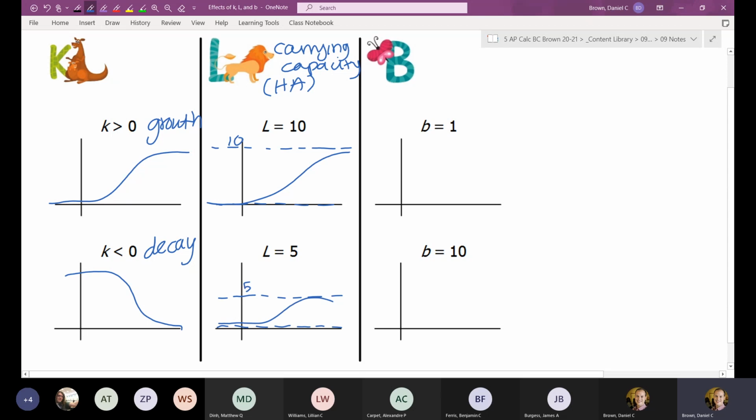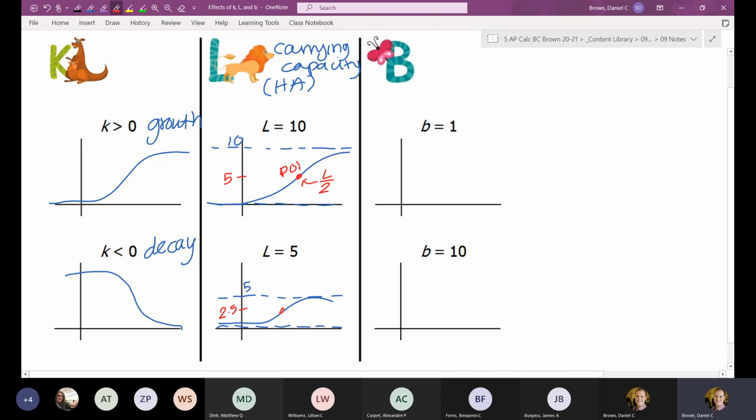Other key things we'll notice: that point of inflection, depending on how it's been shifted, is always going to be at L divided by 2. So for this first graph, the point of inflection will be when y is 5. You might have to solve to figure out where the x is. For the second one, the point of inflection would be at 2.5.